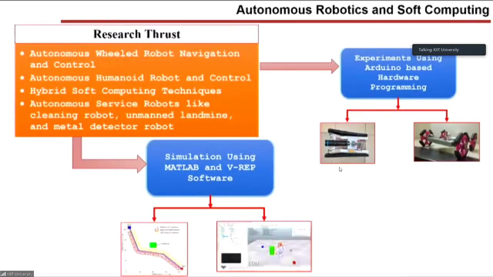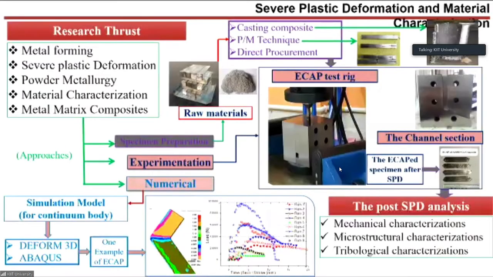Another multidisciplinary research is autonomous robotics and soft computing. Its area is autonomous wheeled robot navigation and control. You can conduct experiments on autonomous humanoid robots and control with the help of hybrid soft computing techniques, and autonomous service robots like cleaning robots, unmanned landmine and mine detector robots, through simulation using MATLAB and other software. So it is an interdisciplinary research with all the students of the School of Technology.